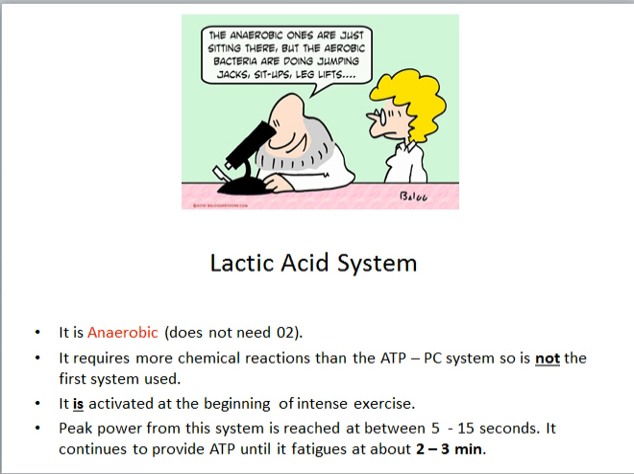But peak power from this system is reached between 5 to 15 seconds. It continues to provide ATP, though, until it fatigues at about 2 to 3 minutes. So although we talk about the ATP-PC system being 0 to 10 seconds, it's really 10 seconds to 3 minutes where we're really seeing the lactic acid involvement.